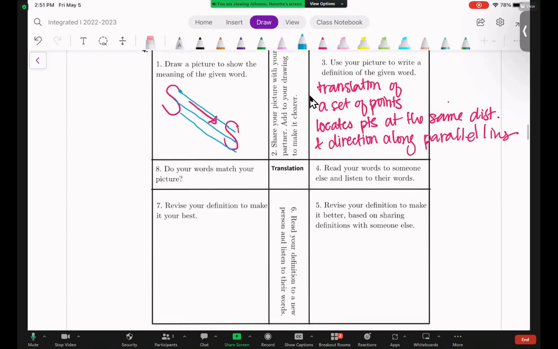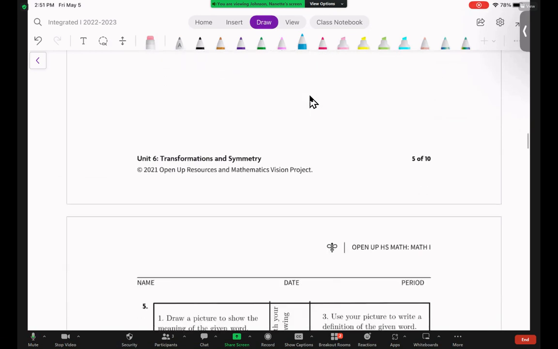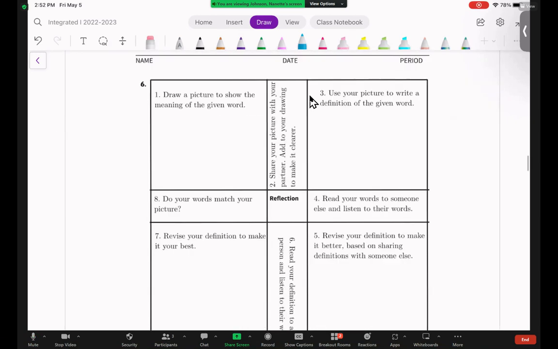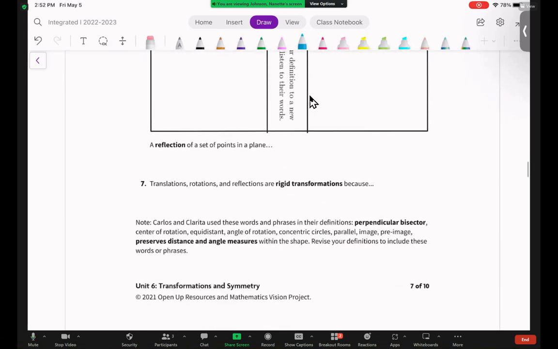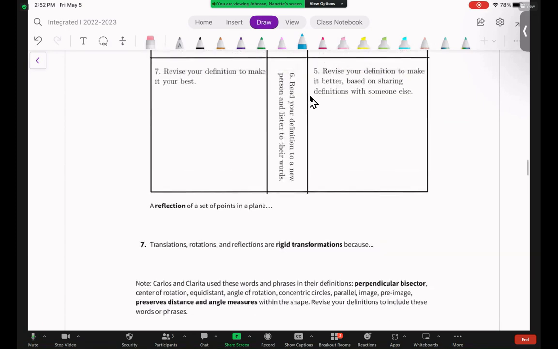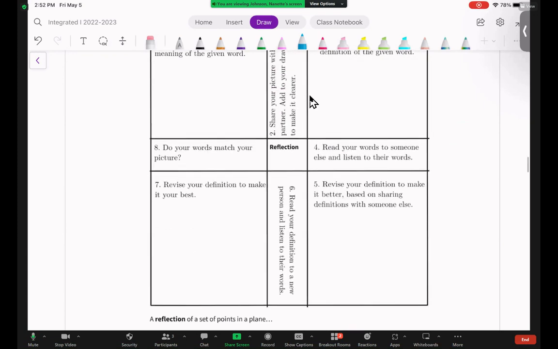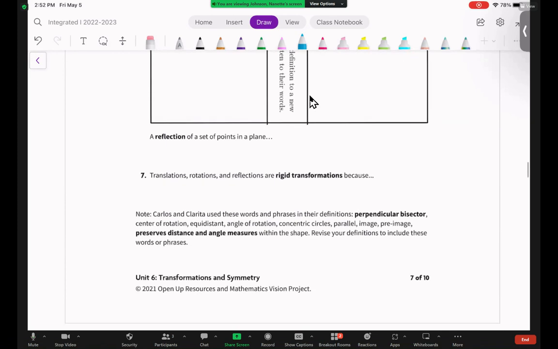So I'm going to have you guys do translation, rotation, reflection on your own. And I want to make sure that you guys are comfortable with those words. And it's okay if your definition needs to be a little bit better. Like I'm pretty sure none of you would have come up with the definition that I came up with. Actually, I didn't come up with it. That is from your book. But it's okay if it's not as strong. We'll go over your definitions and make them stronger in class.